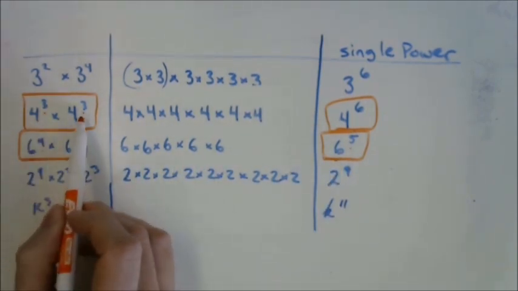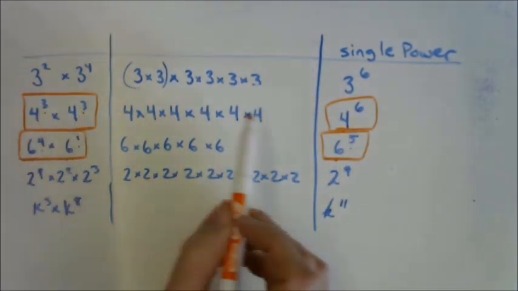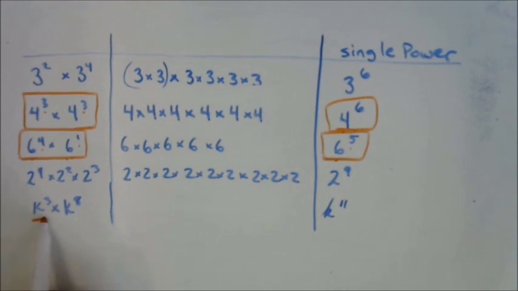4 to the power of 3, 4 to the power of 3, the base is still 4. The new exponent is 6. 3 plus 3 is 6. And that was the same using our variable, no matter what number you use in the whole world. K to the power of 3, k to the power of 8, that's k to the power of 11. We just add our exponents. And we'll write an official rule for it in our next section of notes.